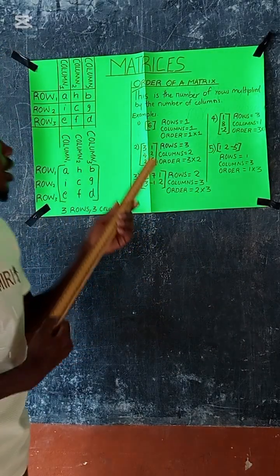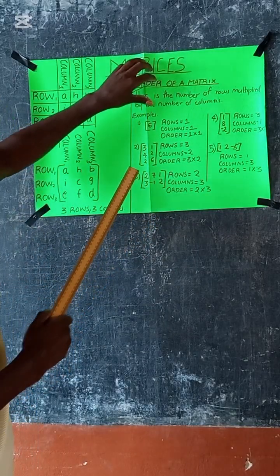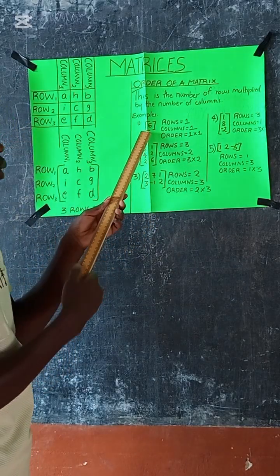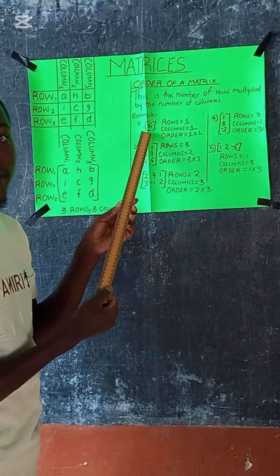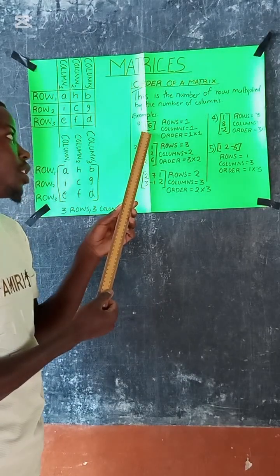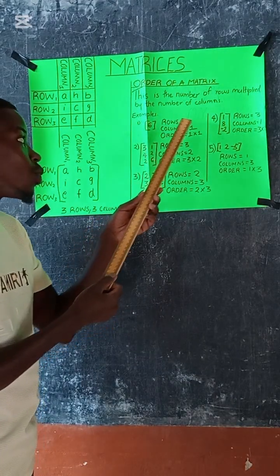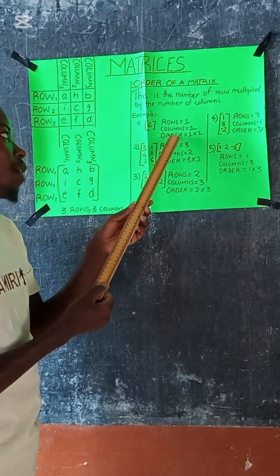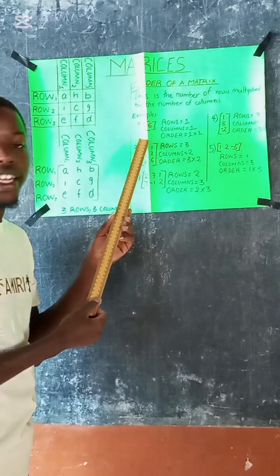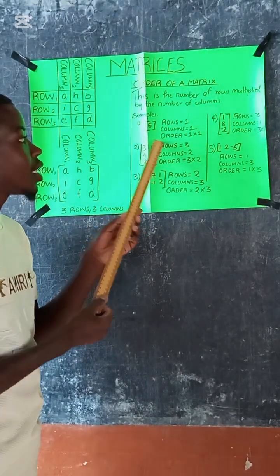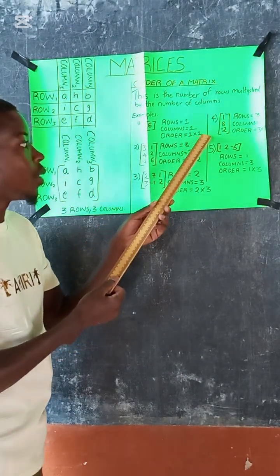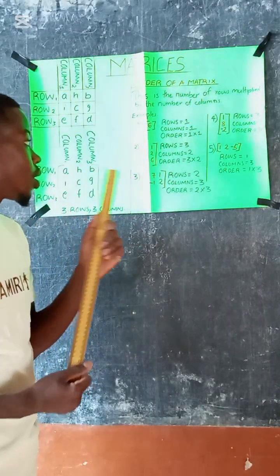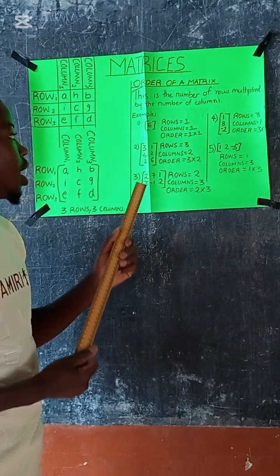The order of a matrix. Let us look at matrix number 1. Example 1. We have a matrix with 1 element. So the number of rows is 1, and the number of columns is 1. So the order of this matrix will be a 1 by 1 matrix.